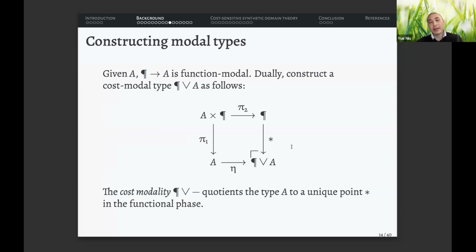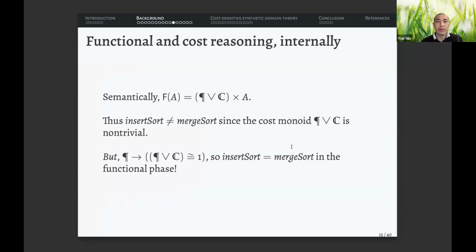Now, any function type from the function phase into the type is function modal. To construct a cost modal type out of a given type, we may use the following push-out diagram. The cost modality so induced can be thought of as quotienting the given type to a unique point in the functional phase, in which we have a proof of the intermediate proposition. Using this, we may define the abstract cost effect with a cost monoid that's in the image of the cost modality.